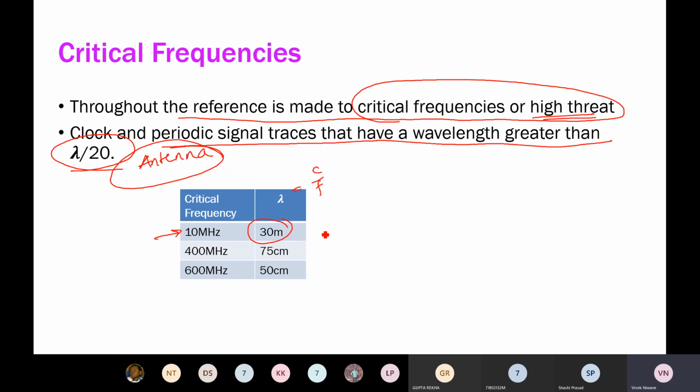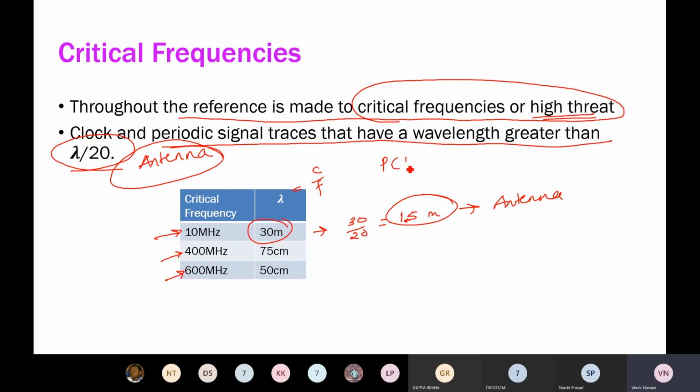Okay, so we can say that if lambda is 30, then 30 by 20 is equal to how much? 1.5. We cannot have track length more than 1.5 meter. If we do have a continuous track length more than 1.5 meter, then tada, we do have the antenna over here. And this task becomes difficult when we go for higher frequency ranges.